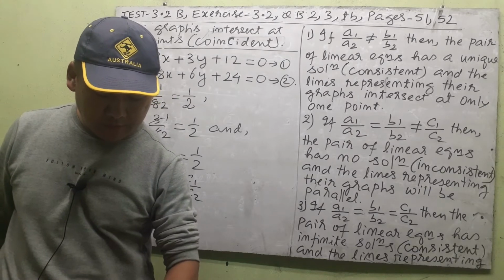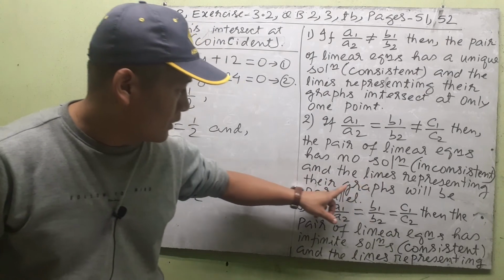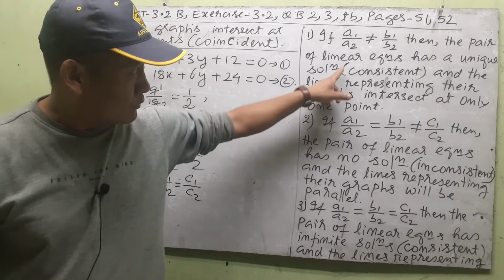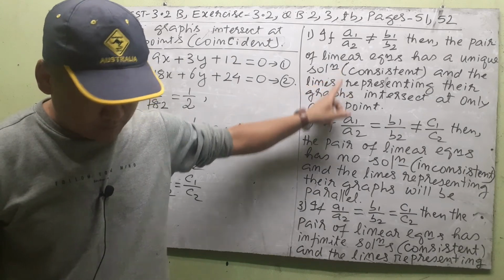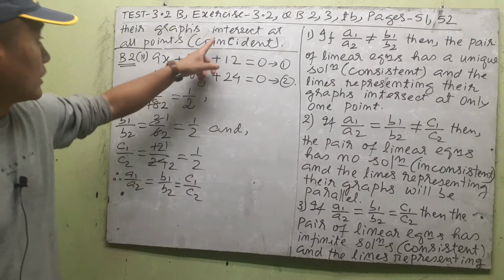Whether they intersect at one point, they are parallel. Parallel is the second condition. See here. Parallel is this one, not this one. Unique is this one, also not this one. So coincident. A1 by A2, B1 by B2 equal to C1 by C2, then they are coincident, the third one.